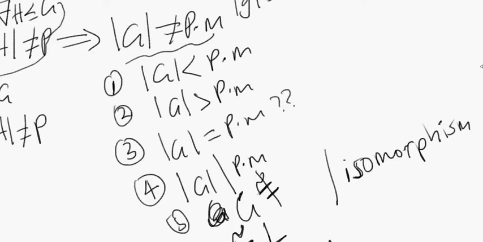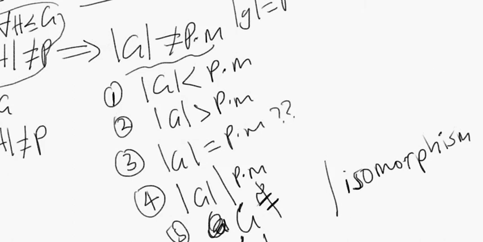Okay. So certain tactics we are not so sure are going to help us, like this one, that if the order of G were equal to P times M we would have a contradiction. We tried this and we're not sure where it's going to take us. That the order of G is less than P times M.